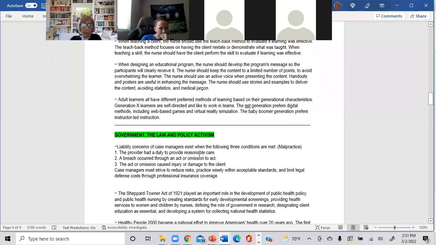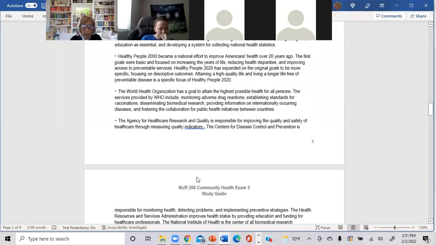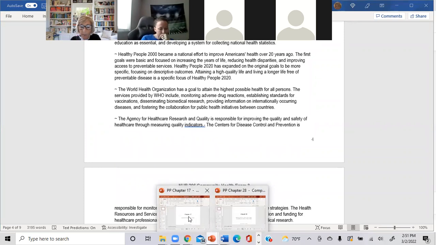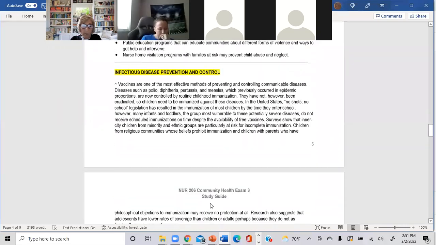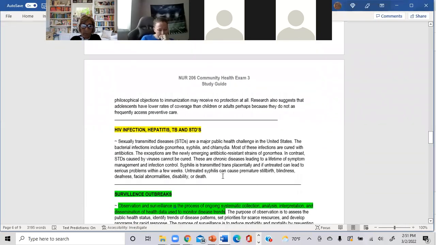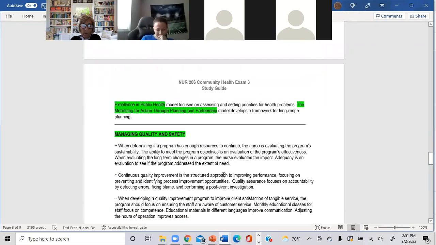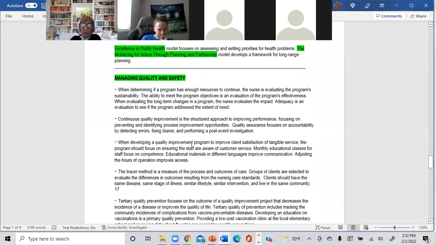Okay. And then managing quality and safety. Okay, there's your case management. Surveillance outbreaks we just went through. Managing quality and safety. Okay. So here's your managing quality and safety. So what I would do is take these two sections in the study guide. This is what we need to know. This information would be what I call key essential knowledge to understanding how we manage quality and safety.